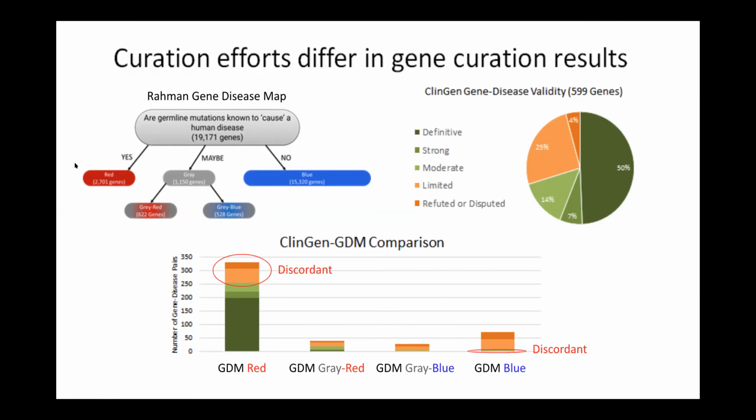So when we compared, red would be yes, mutations are posed to cause disease, and green would be, of course, definitive for us. There are really some discordances. So we have the limited, refuted, disputed for ClinGen, and then some genes that are not posed to cause disease or posed to cause disease. So we really do have discrepancies across this effort and comparisons here, pointing to the need for standardization.